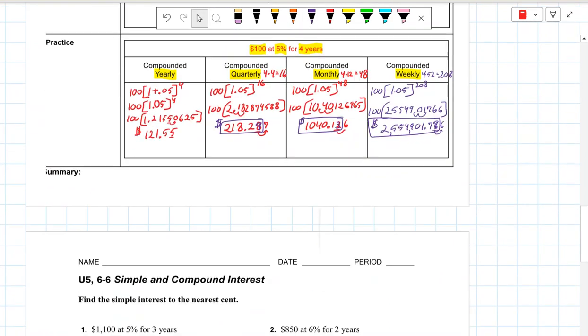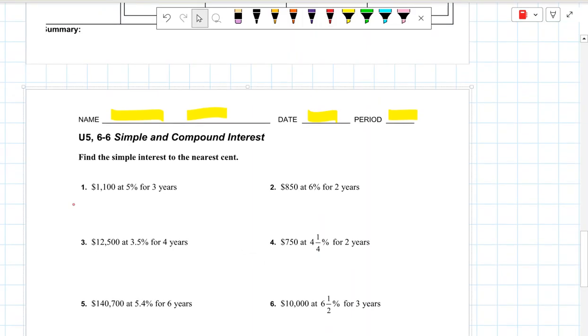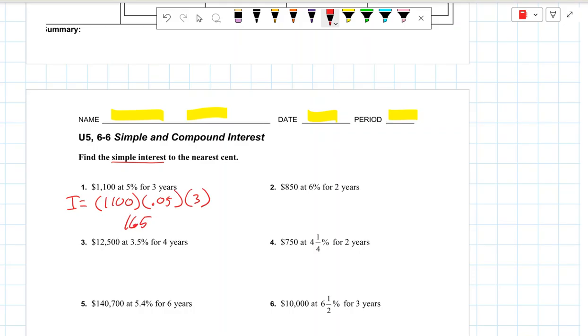All right, let's go down here and do these. First name, last name, date, and period. I'm only going to do one of these. It's simple interest. So I is equal to 1,100 times 5% at 3 years. Simple interest is simple. Multiplying all these together, and I get $165 of interest.